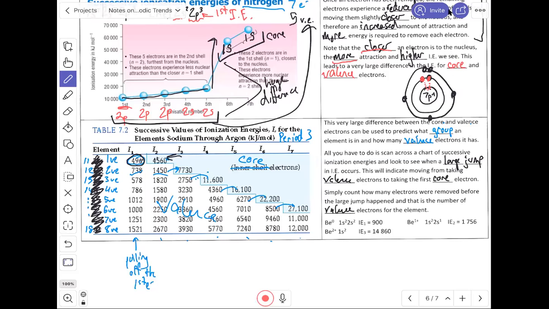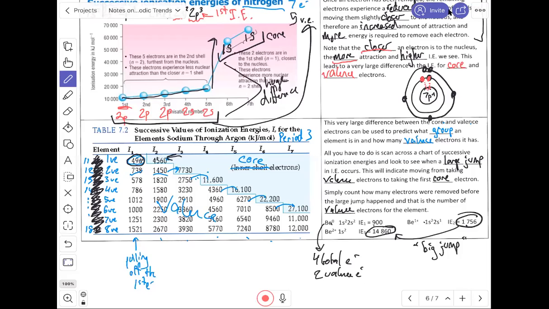So for instance here, we've got beryllium. Beryllium has 4 total electrons, right? And it's got 2 valence electrons. We know that because it's in group 2. So it only requires 900 kilojoules to pull off the first electron. It requires almost twice as much to pull off the second one. But once I've pulled off 1 and 2, well, those are my valence electrons. So my remaining electrons, the difference between this number and this number is what we refer to as a big jump.